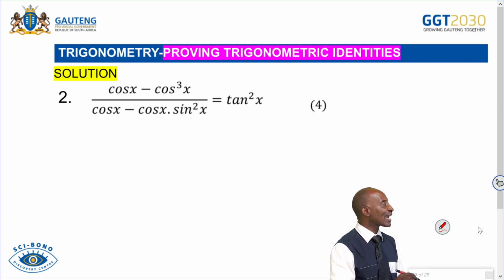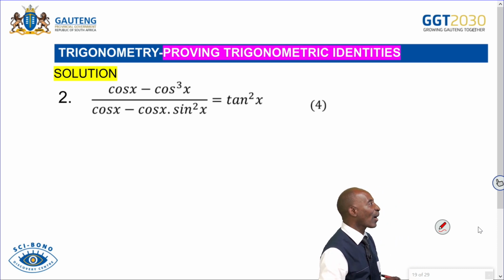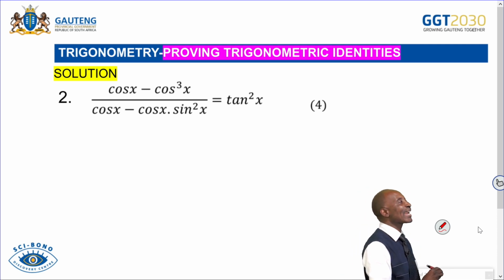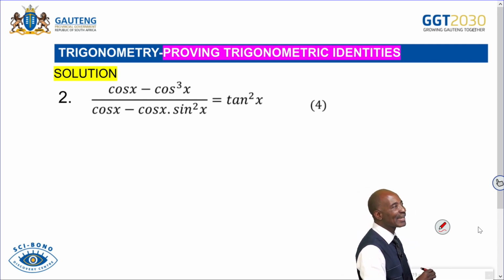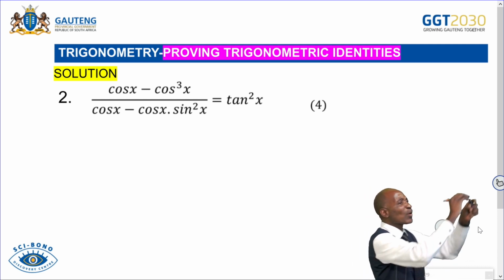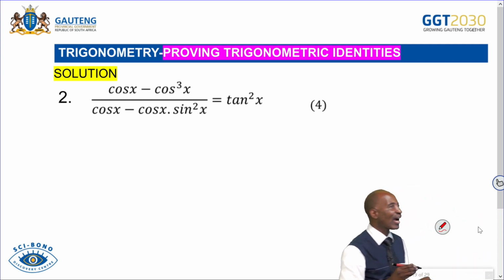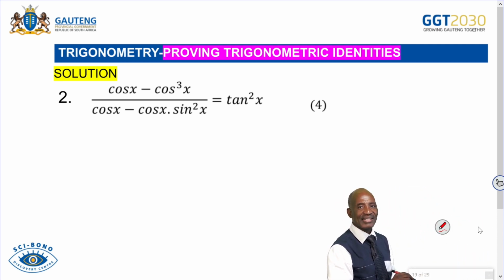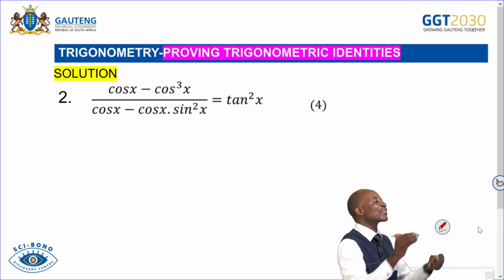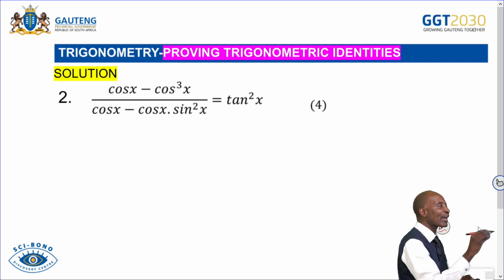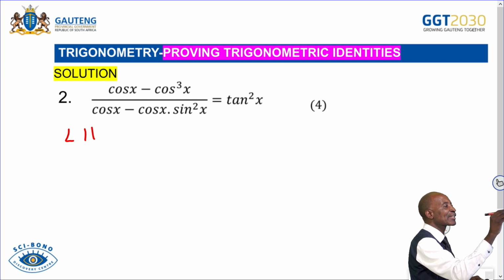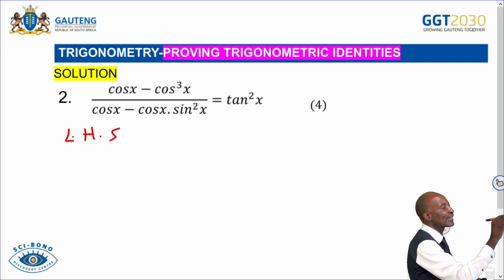Then we move on to the next question. Our next question says cos x minus cos cubed x divided by cos x minus cos x times sine squared x. This is a question that will require you to use factorization. That's why we said you can't divorce this from algebra. So we choose the left-hand side. You must always choose a side.